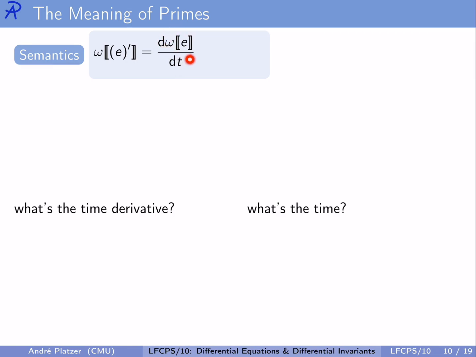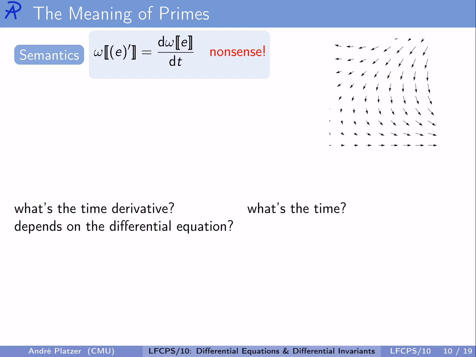There is no time in the question what the value of the term e is in a single state omega. Maybe it depends on the differential equation. We should say, well, okay, what the time derivative is a function of the differential equation that we're actually currently worried about. So remember, the vector field of a differential equation looks like this. So for every point in space, the differential equation says in which direction the system evolves. Should we say the meaning of e prime in a state depends on what differential equation we've been talking about?